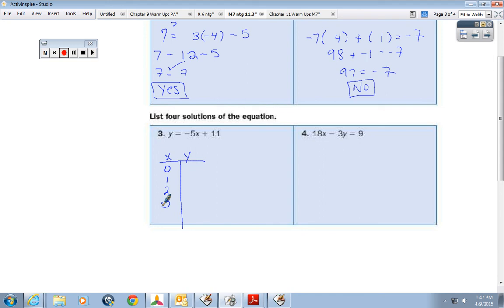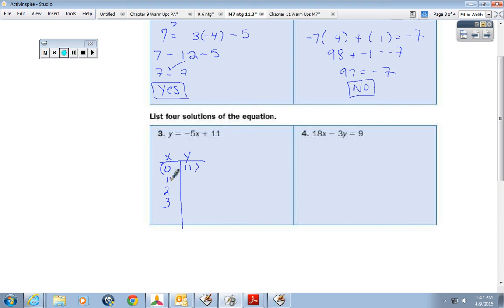So that means, and here's how I write it as an ordered pair, I just put 2 parentheses. There's an ordered pair, that's a solution. Okay, the next number I'm going to substitute is 1. So when I replace x with 1, what is negative 5 times 1? Negative 5. And then what's negative 5 plus 11? 6. Okay, so when I replace x with 1, y is 6.